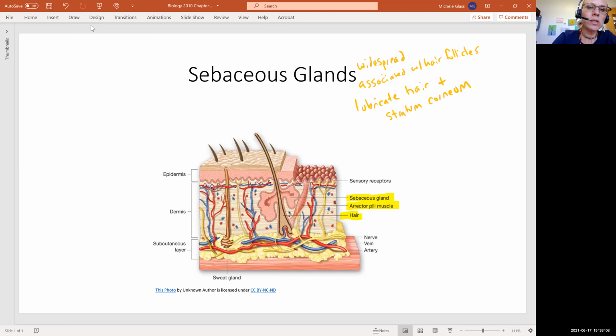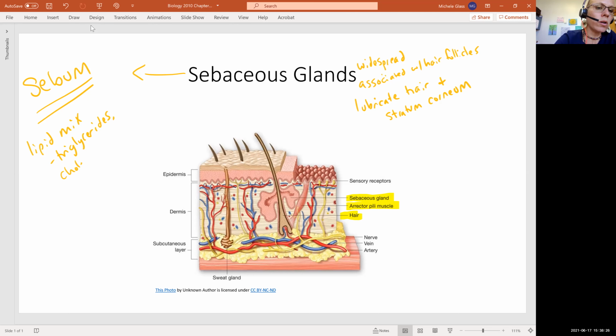Now, the sebaceous gland is going to release sebum. So that's what the secretion is called. The sebum is a lipid mix. We will see triglycerides. We'll see cholesterol. We'll see proteins. And we'll see some electrolytes, all as part of the lipid mix, which is sebum.